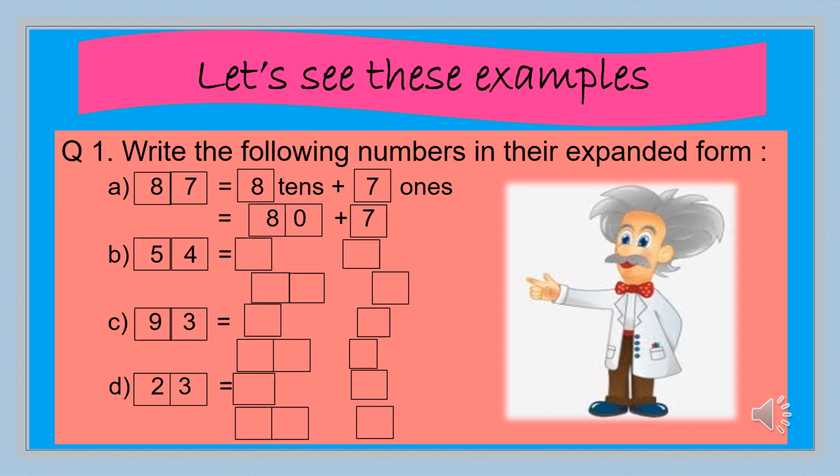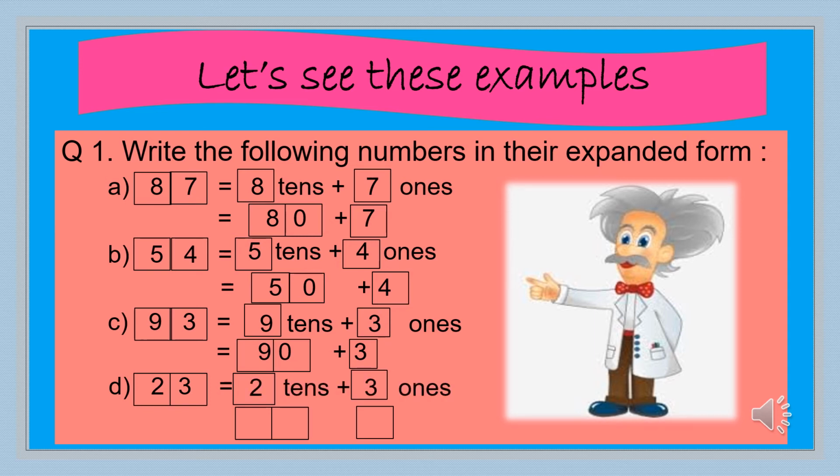Similarly, we will do for B part also. We have 54. So expanded form will be 5 tens plus 4 ones, and also it will be 50 plus 4. Okay. And C part is 93. What is the expanded form? 9 tens plus 3 ones, and also 90 plus 3. And D part is 23 is the number given. It will have 2 tens plus 3 ones, and also 2 tens means 20. 20 plus 3 is also the expanded form of this number.